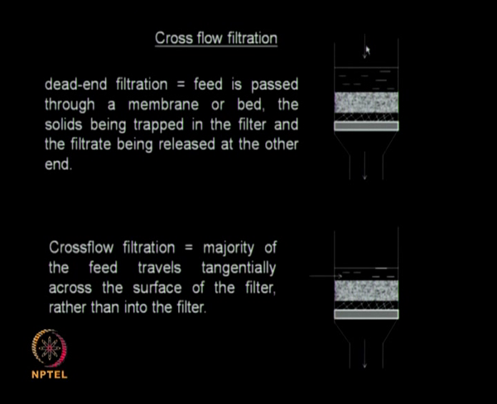That means you add your slurry, you have the filter medium here, you have the cake getting slowly deposited, you have the slurry, and the liquid starts flowing through these various resistances depending upon the pressure you apply. This is the normal approach. There is another approach which is called cross flow filtration. That means the slurry comes in a cross fashion, and the feed travels tangentially across the surface of the filter setup.